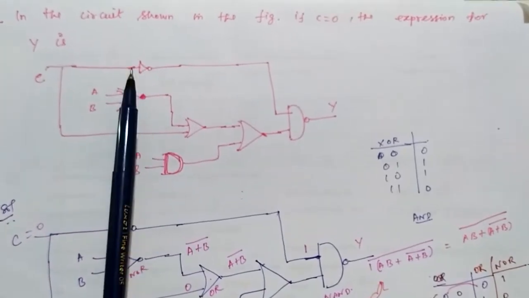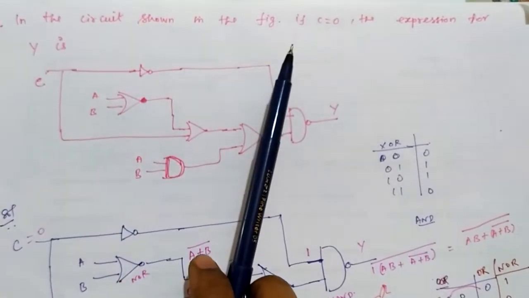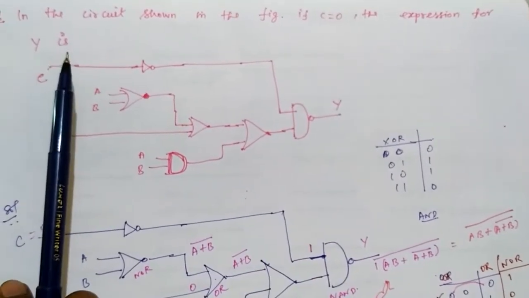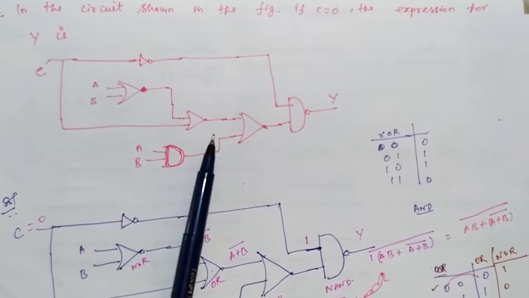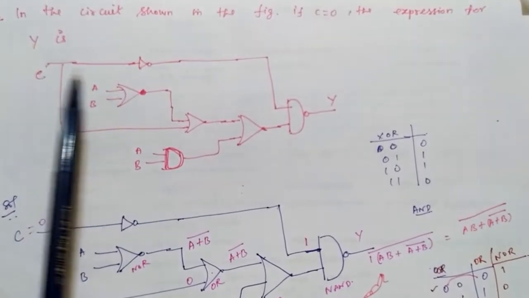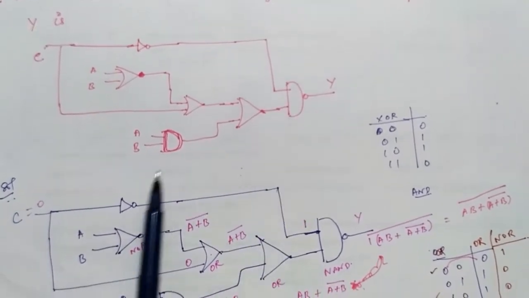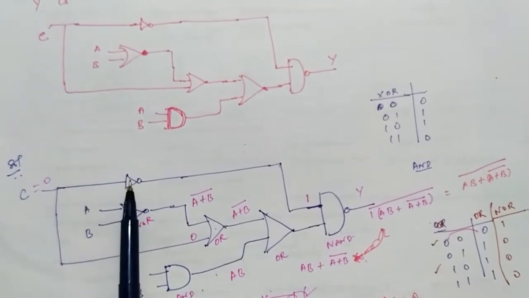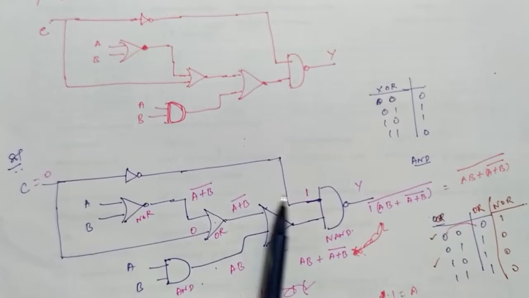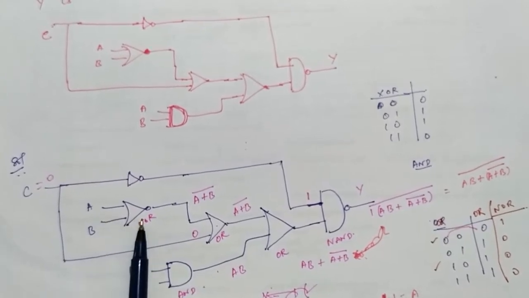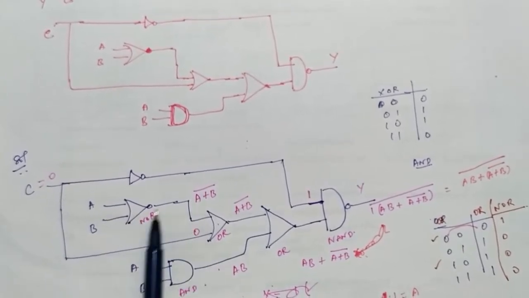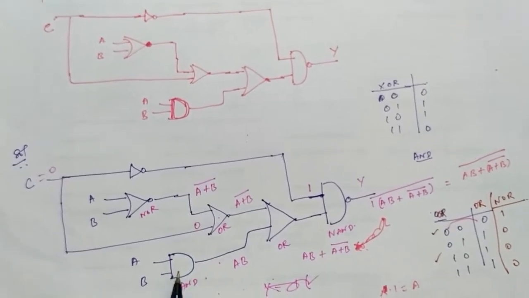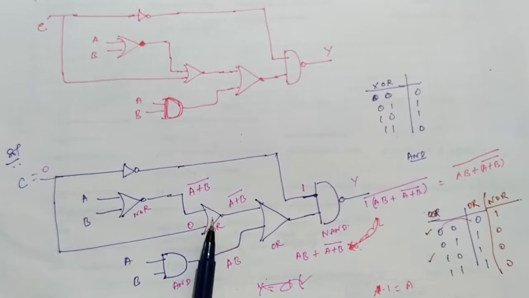Next question. In the circuit shown in the figure, if C is equal to 0, the expression for Y is, so this is a circuit. If this C value is 0, what is the value of Y? Once again we draw the circuit here. The C value is here. This is a NOT gate, so this value is 1. A and B go to the NOR gate, the output of the NOR gate is A plus B whole bar. This AND gate output is AB. So here we have the OR gate.